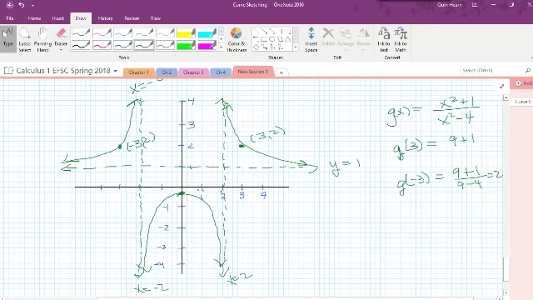Now this is freezing up on me. Computer's not happy today. So we have concave up. All right, so I'm sorry that the stream has been so bad.